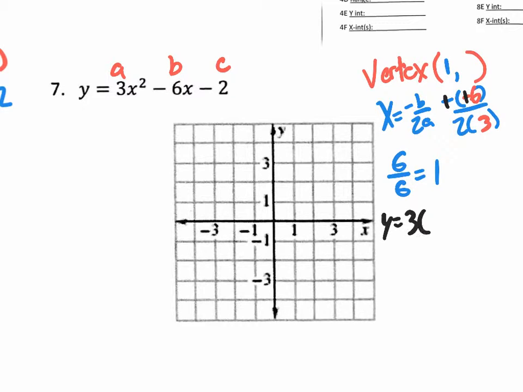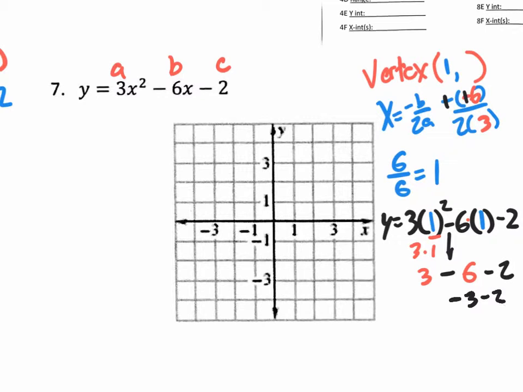Y equals 3x squared minus 6x minus 2. Notice that I put parentheses instead of x's. That's because I want to plug in a 1 into the x's. Why? Because x equals 1. Let's do the math. 1 squared is 1. 3 times 1 is 3. 6 times 1 is 6. Let's not forget about the minus sign right there. Bring down the minus 2. We have 3 take away 6, that's negative 3. Take away 2 is negative 5. So your y value is negative 5 on your vertex.